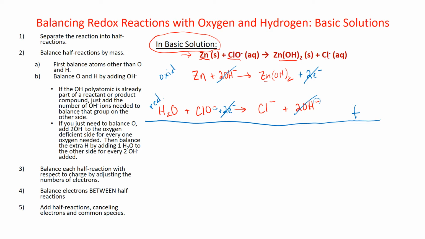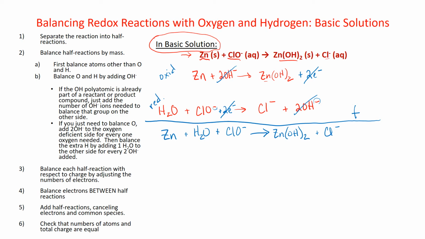And so I'll carry down my zinc plus water plus that hypochlorite ion. And it becomes, on the other side, zinc hydroxide plus chloride, and that's it. So it's always a good idea to just double check your balancing, make sure that it is still mass balanced and charge balanced.